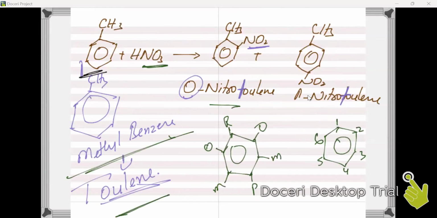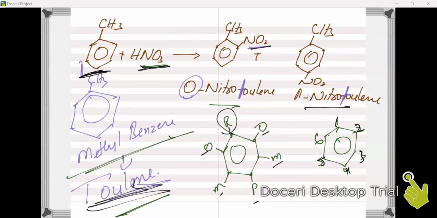And if the same methylbenzene, which can also be known as toluene, is reacting with nitric acid, then it can give us ortho-nitrotoluene and para-nitrotoluene. There are two ways to define the positions on benzene. One is to place the numbers as 1, 2, 3, 4, 5, 6, and the other is to say ortho positions, meta positions, and para positions, where the alkyl radical is attached. So both are correct.